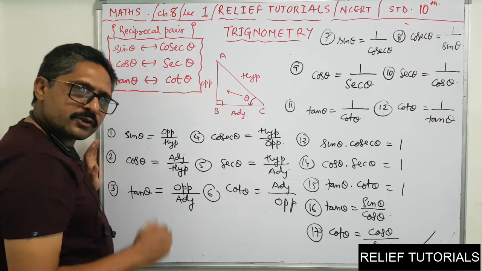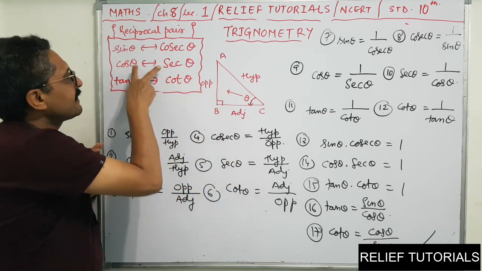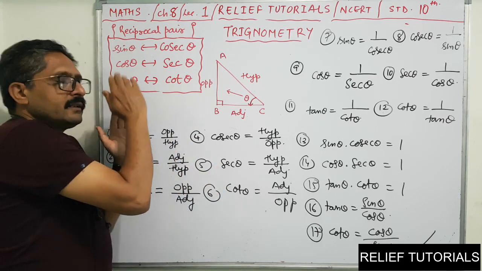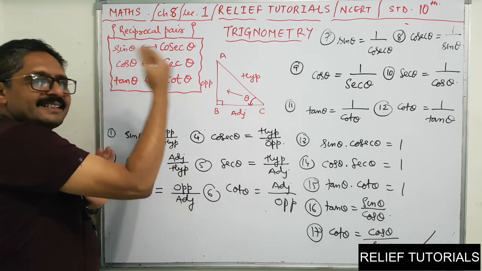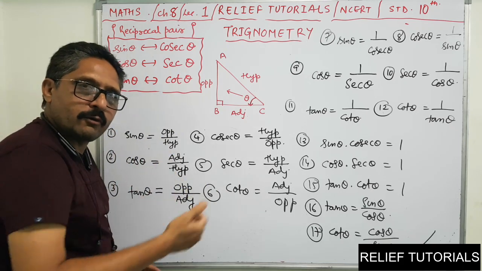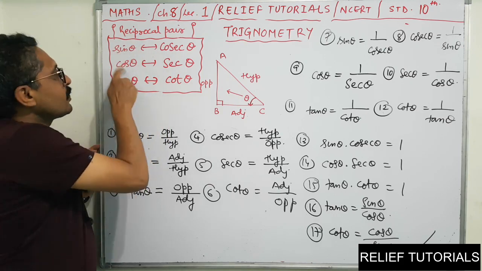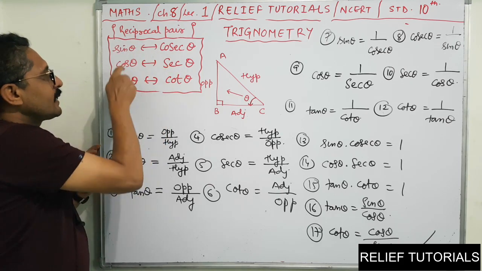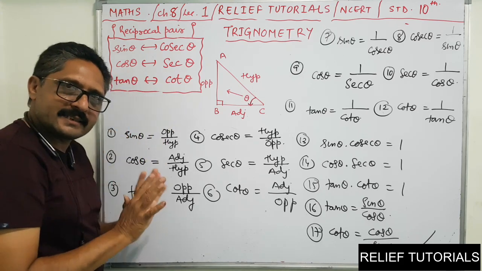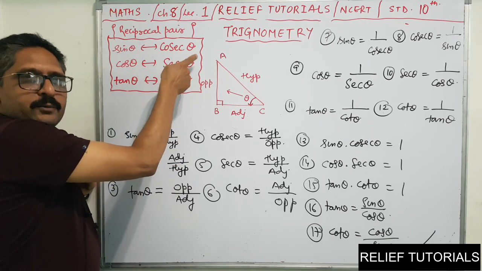So in short, moral of the story is reciprocal of sin is cosec. Reciprocal of cos is sec. Reciprocal of tan is cot. So from this you have to speak out the formula. See how? Sin theta is 1 upon cosec theta. Cosec theta is 1 upon sin theta. Cos theta is 1 upon sec theta. Sec theta is 1 upon cos theta. Tan theta is 1 upon cot theta. Cot theta is 1 upon tan theta. So 6 ratios: a ratio and its reciprocal ratio.